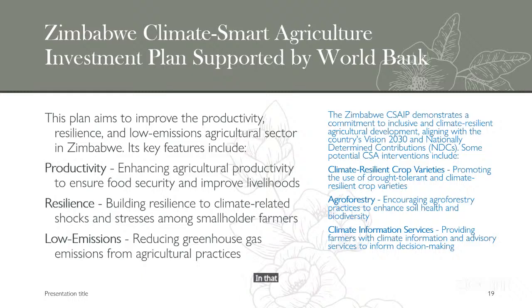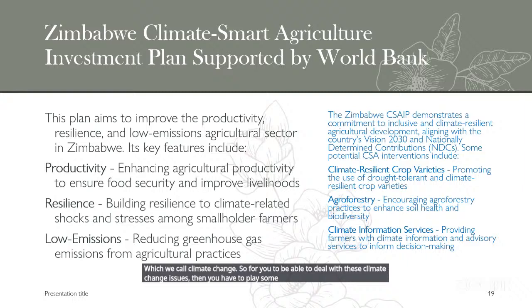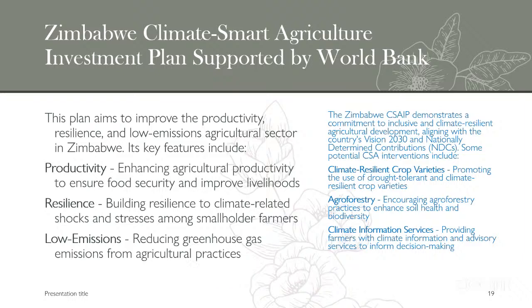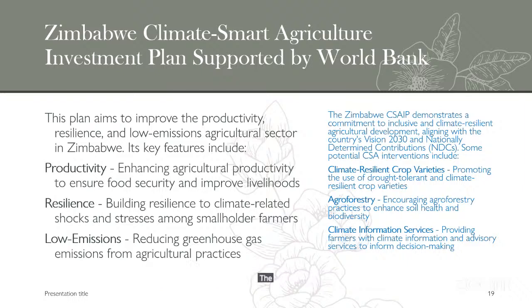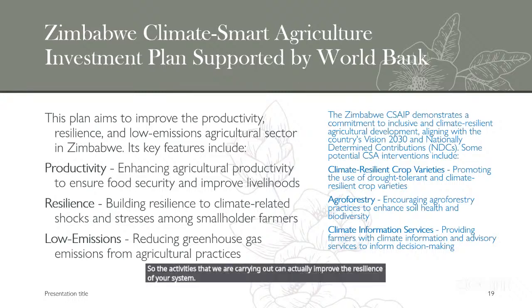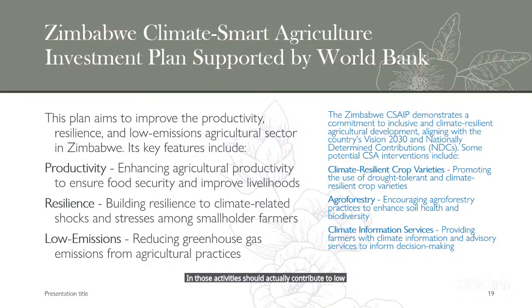And that loss of resilience is actually coming due to changes in the environment, in the climate, which we call climate change. So for you to be able to deal with these climate change issues, you have to put in place some climate adaptation programs, which means you are digging deeper into your box of resilience so that you make your systems even more resilient. So the activities that you are carrying out can actually improve the resilience of your system. And those activities should actually contribute to low emissions. This is the Zimbabwean system.